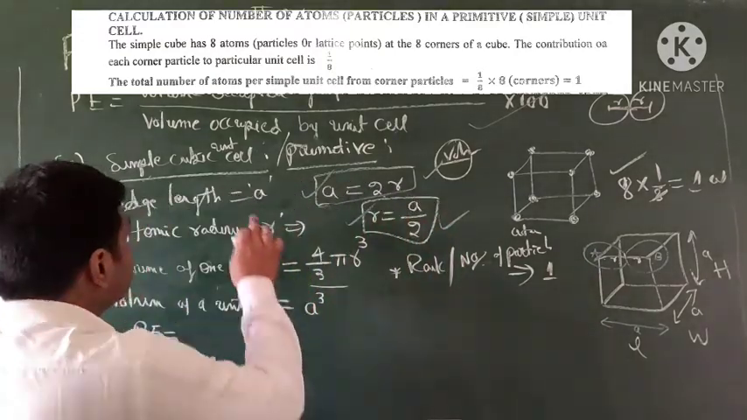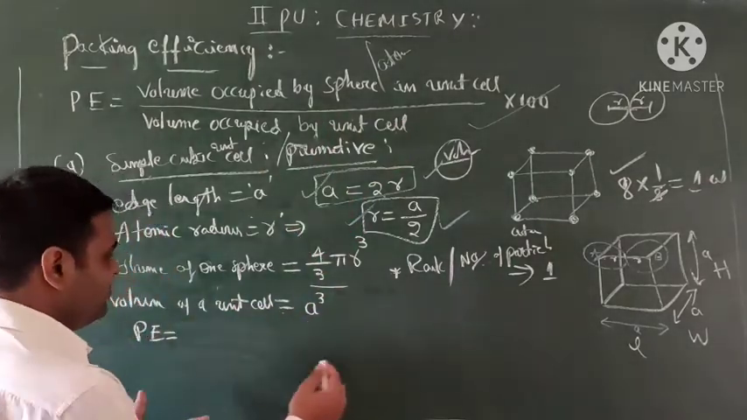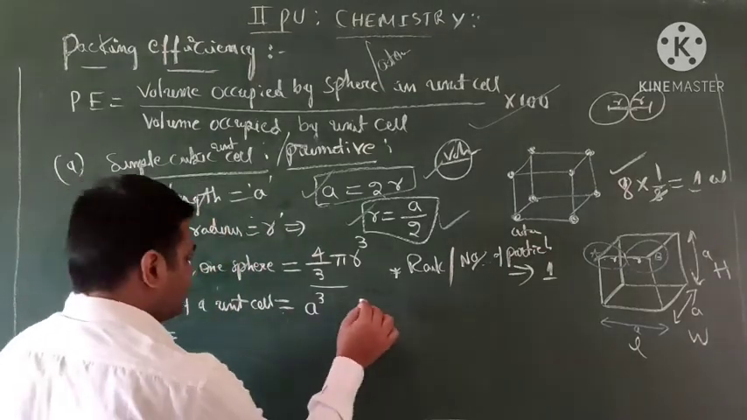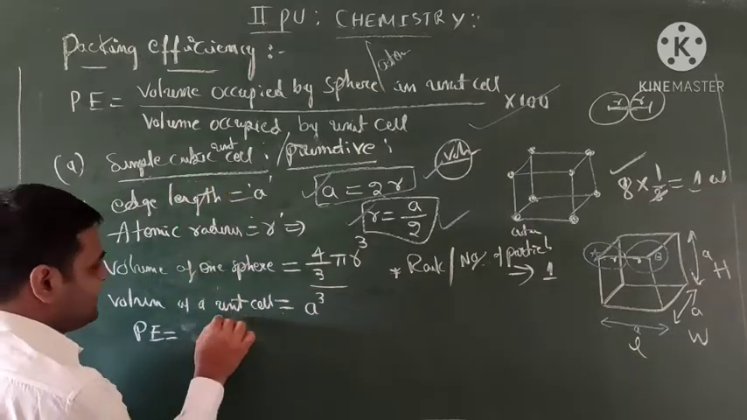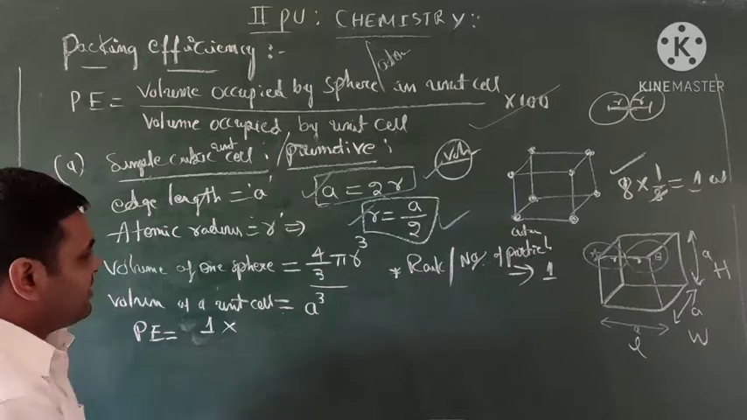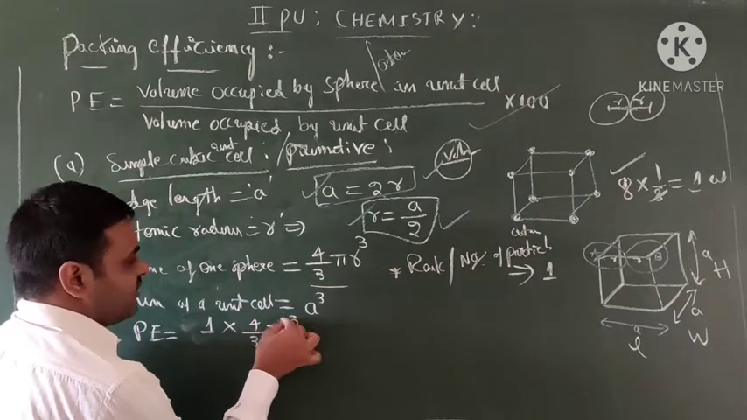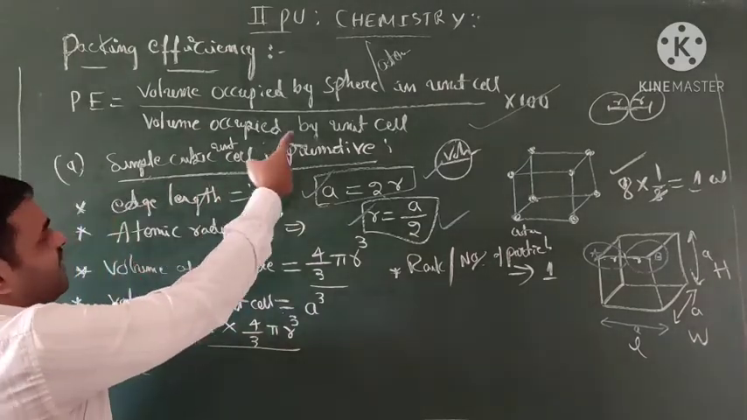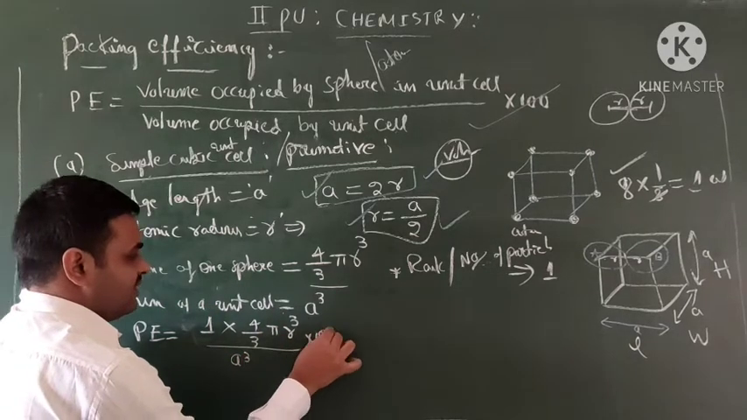Okay, so now the volume occupied by a sphere in a unit cell. How many atoms are present? 1 into the volume of a sphere. The volume of a sphere is 4 by 3 pi r cube, divided by the volume of the unit cell, which is a cube, into 100.